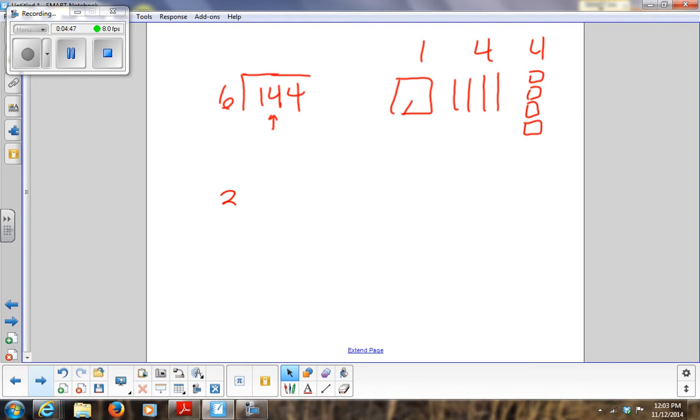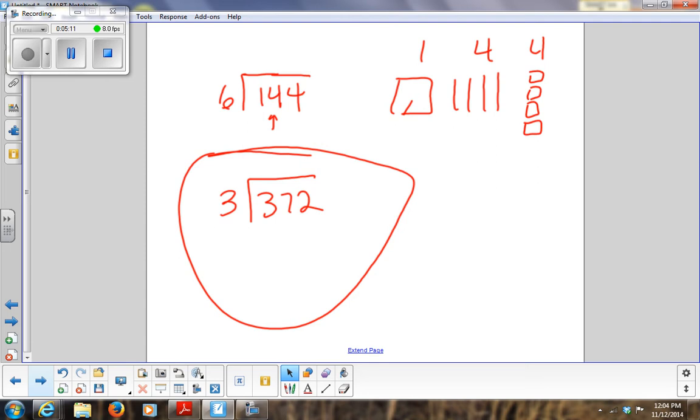So if I had 3 into 372, where would I start placing my quotient? What place value would I start my quotient? Robert? You start on 3. 3 isn't a place value. What place value? The hundreds place, right? Because I can take 3 divided by 3, and so I can start there with a 1.